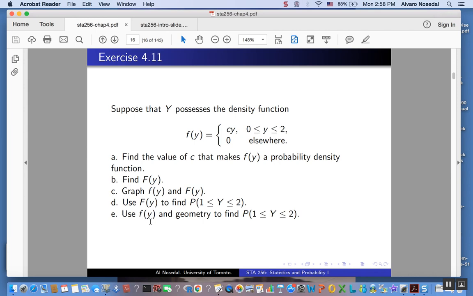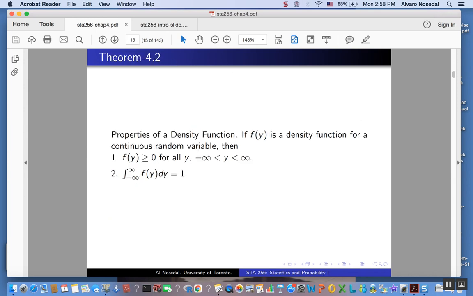Okay, so here we go. Let's try and do that. First, remember that just from theorem 4.2, we have it here, slide 15.